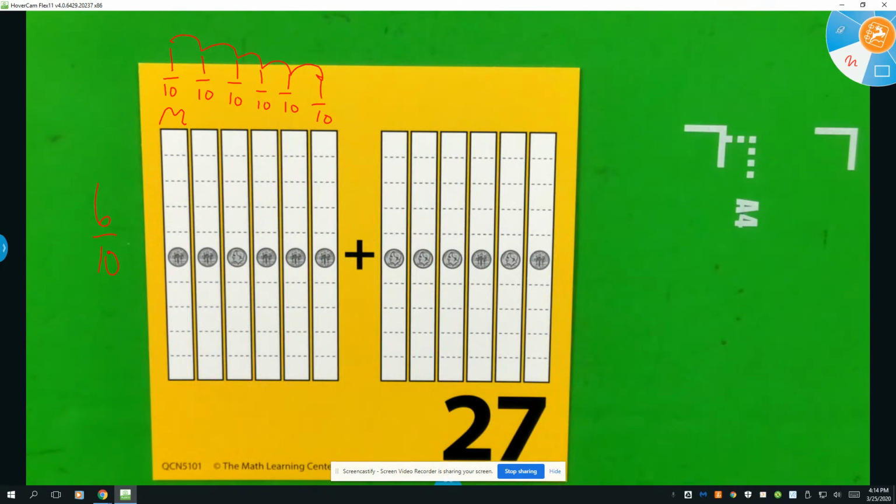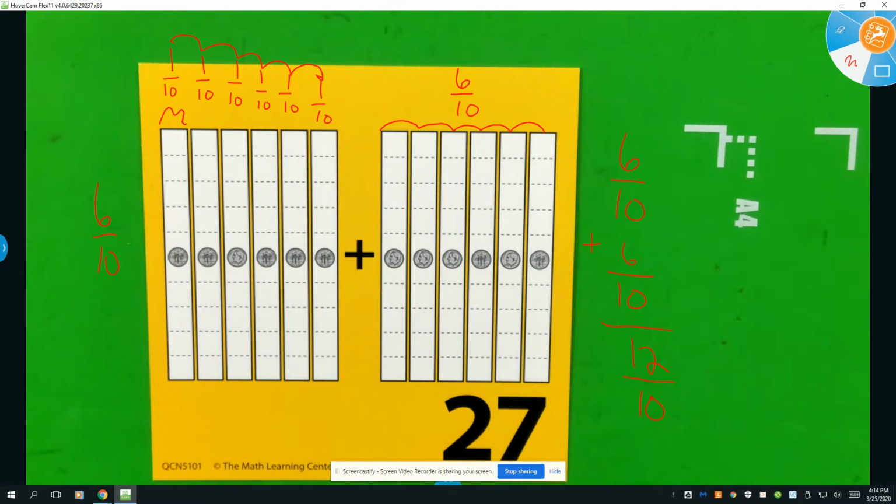And then that would make this side over here, it's got 1, 2, 3, 4, 5, 6 as well, 6/10. So we're going to take 6/10 plus 6/10. I'm just going to add the numerators. 6 plus 6 is 12 over the number 10.